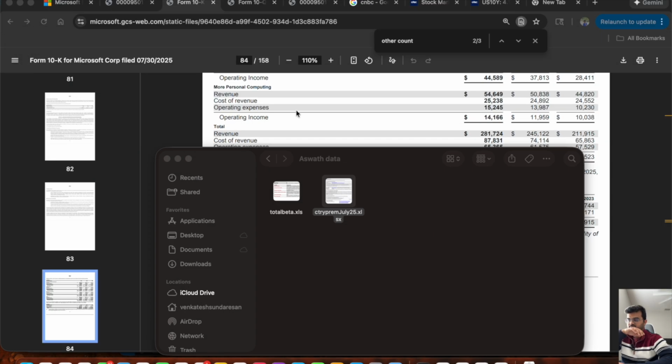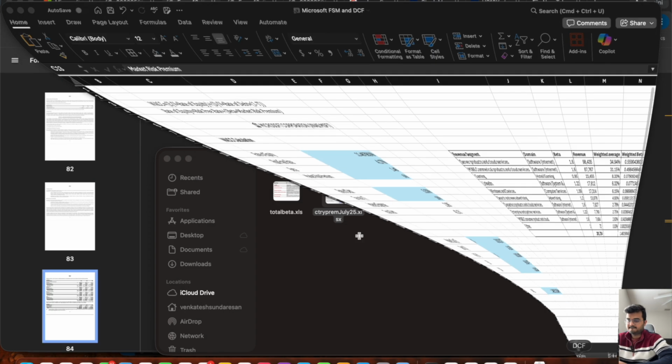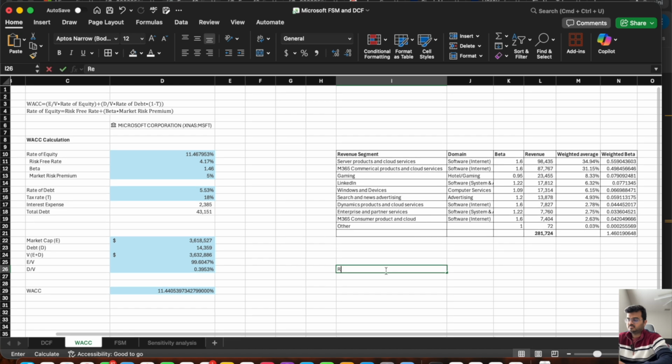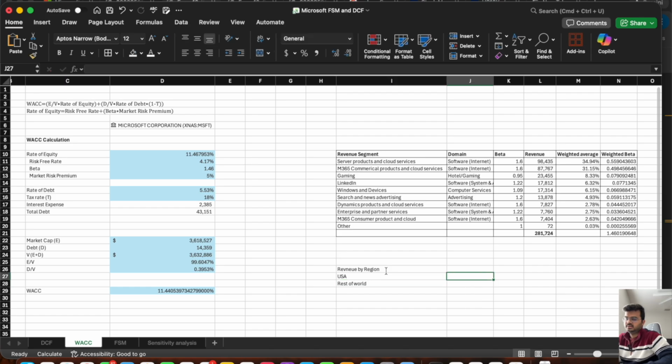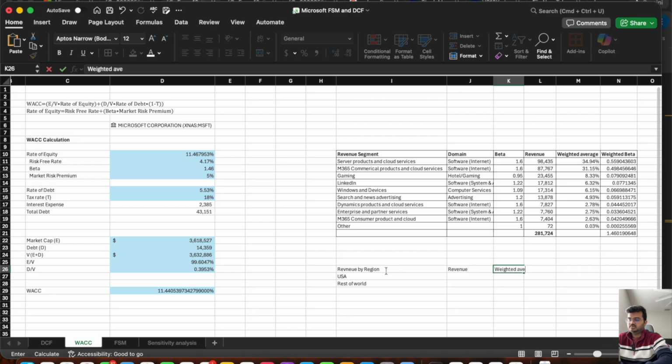So I'm going to consider the same numbers and do the same weighted average like what I did for the beta, which is revenue by region, USA, rest of world, and revenue weighted average, then MRP.